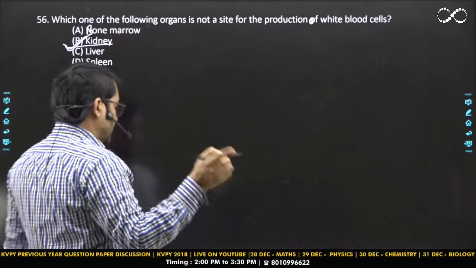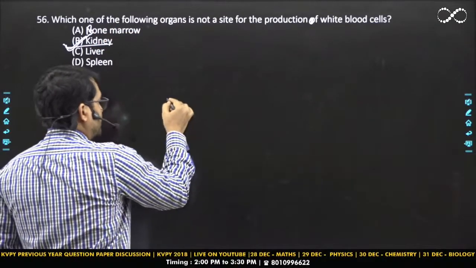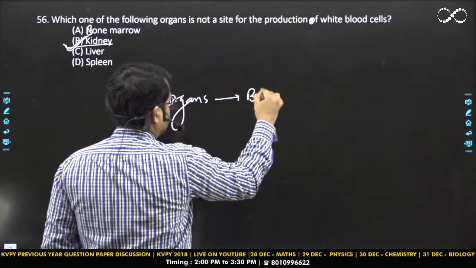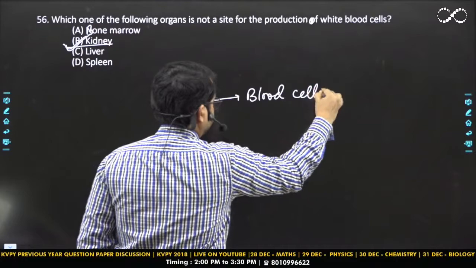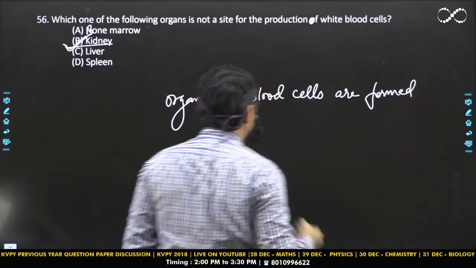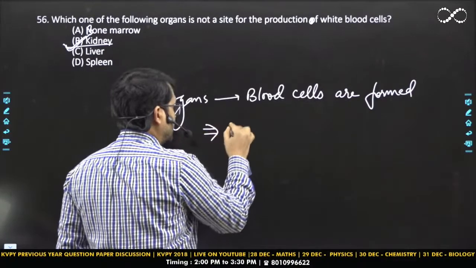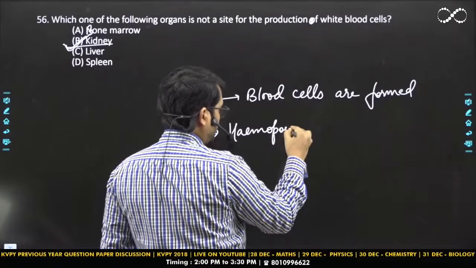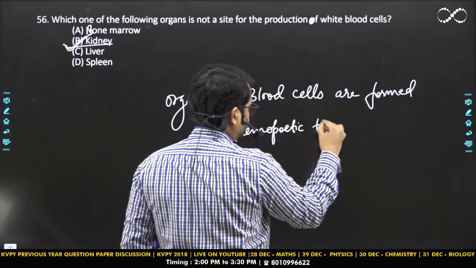Okay. Now, let me tell you one more thing. The organs where blood cells are formed, okay, what do we call all of these? We call it hemopoietic tissue, or hemopoietic organ.